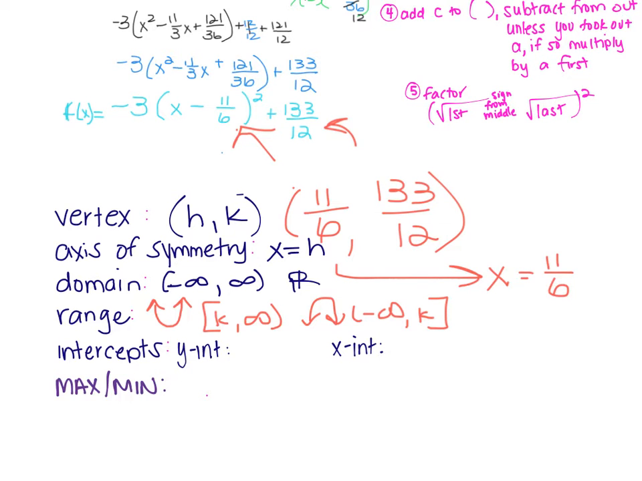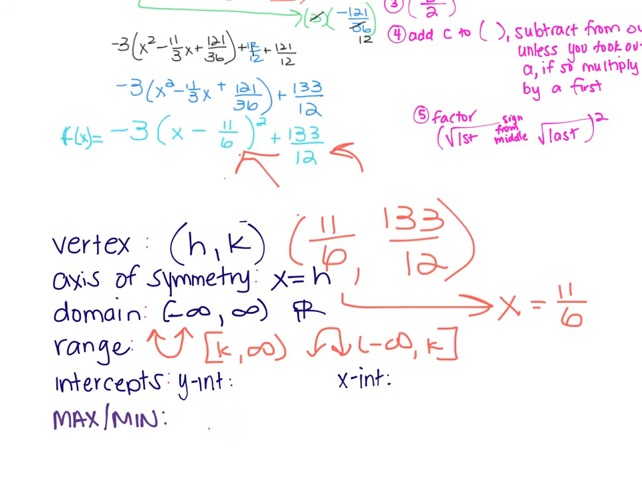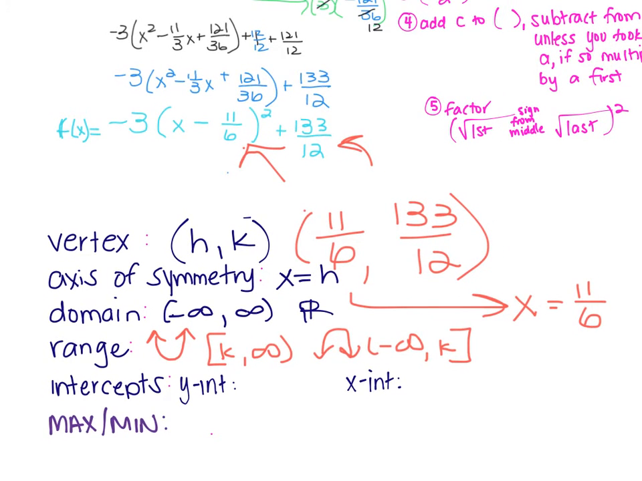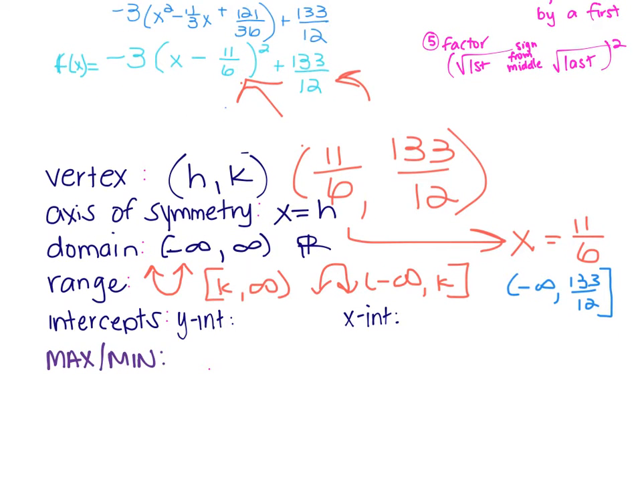So if I'm talking about this example, is my graph going to open up or down? Down, because that negative 3 is on the front, right? Which means the range would be from negative infinity up until the k, which is 133 over 12. And the domain is all real numbers. To find the y-intercept, I'm going to plug 0 in for x. To find the x-intercept, I'm going to plug 0 in for y.